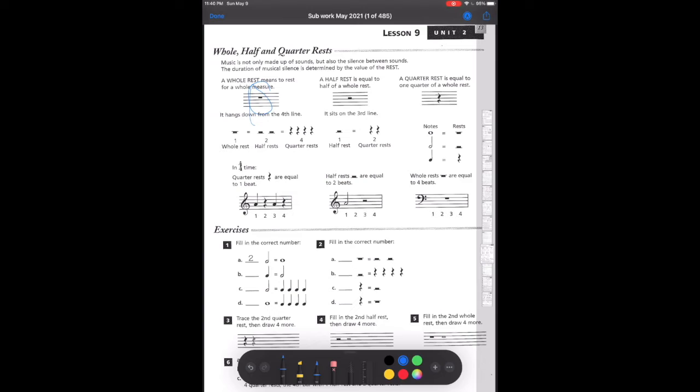There are lots of different examples about some things when it comes to whole rests. I'm going to move on and just have you say 4 beats, they take up the whole measure. This is the one where you find that fourth line and it hangs from that fourth line. This is the upside down hat. So when we draw it by itself, it's this one. When we draw it in the staff, it looks like that.